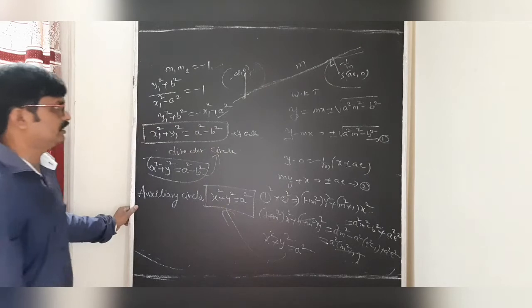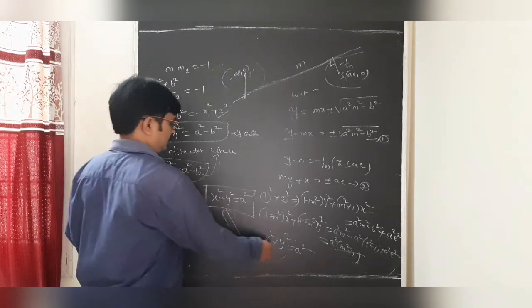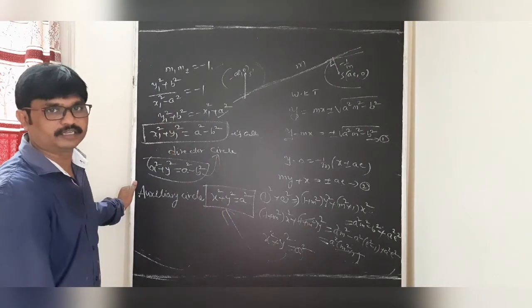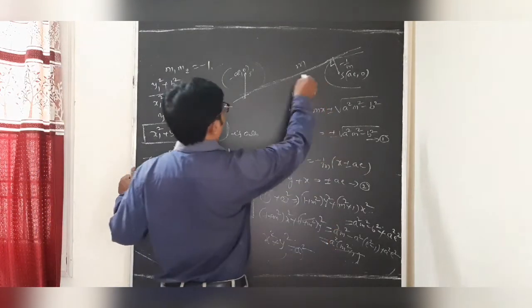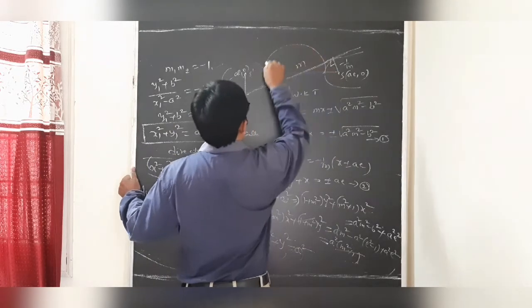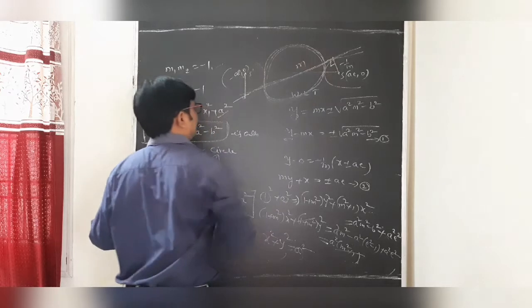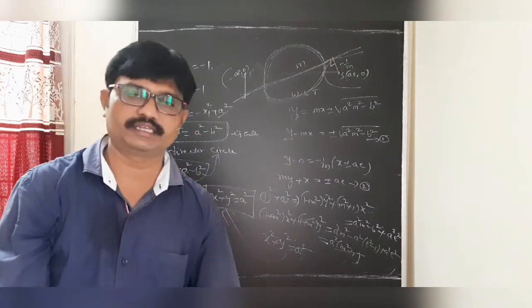So this is called the auxiliary circle. Dear students, it has radius a, that is, the diameter is 2a. That means the length of the transverse axis. This is called the auxiliary circle. My dear students, that is called the auxiliary circle.